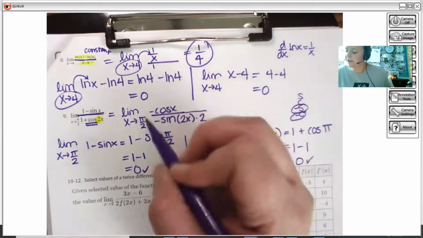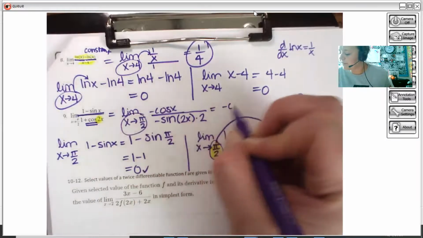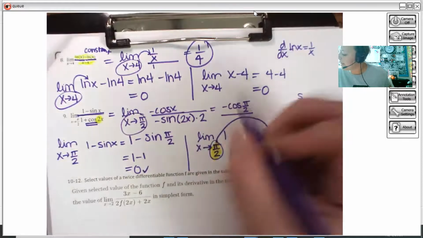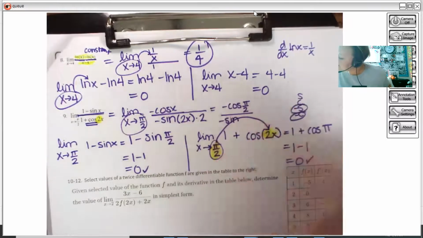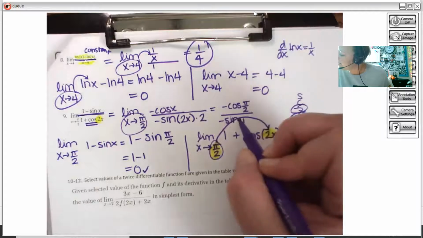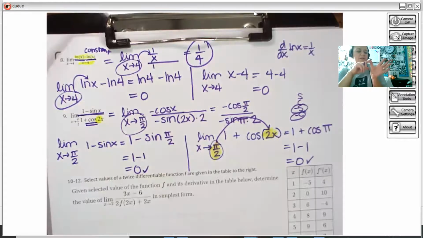So then we're going to plug in our pi halves here. So I have the negative cosine of pi halves over negative sine of 2 times pi halves, which would just be pi. And then I'm going to have to multiply that by 2. Cosine of pi halves would be your thumb. That's going to give you 0.